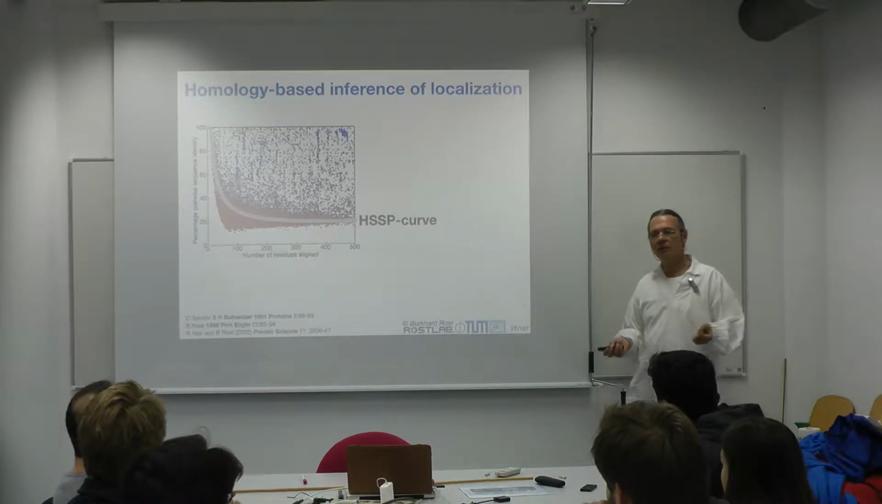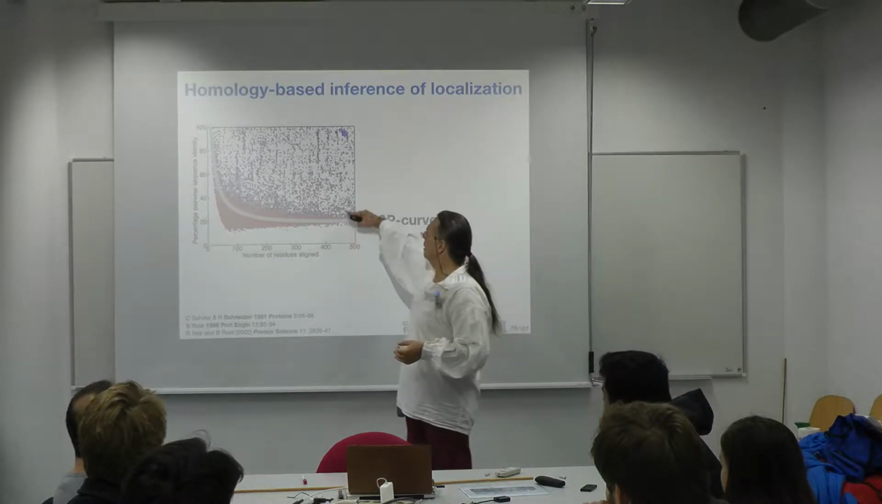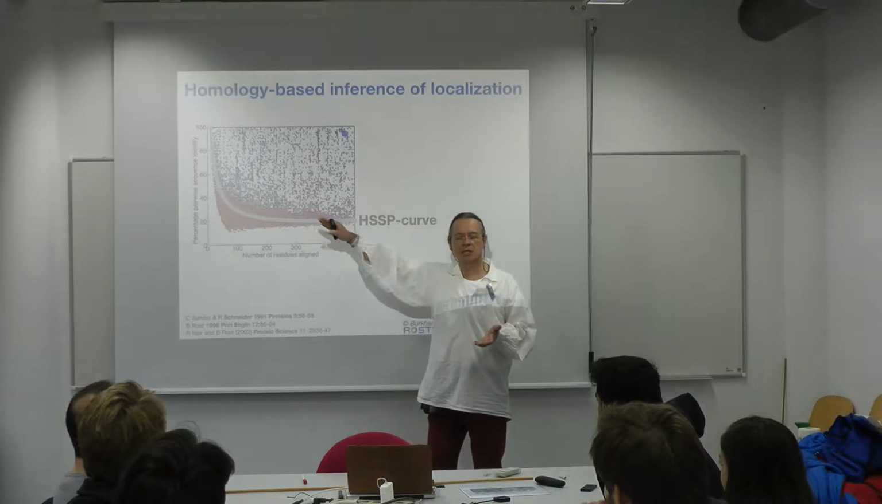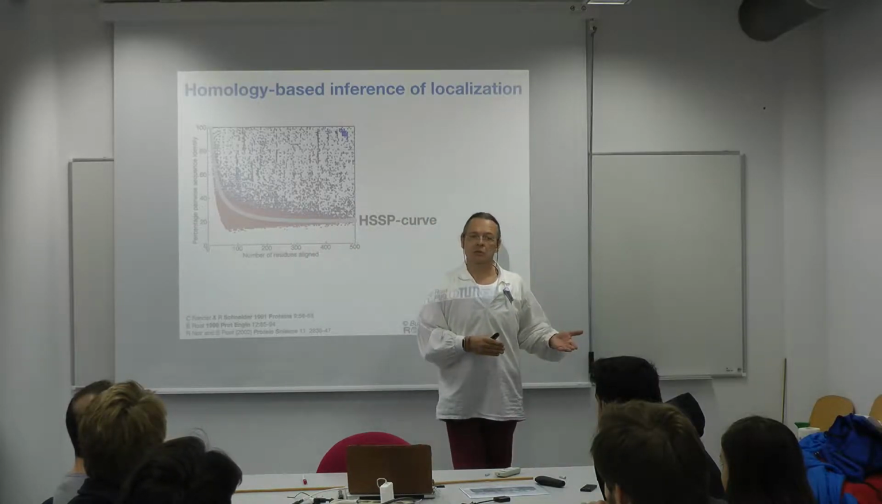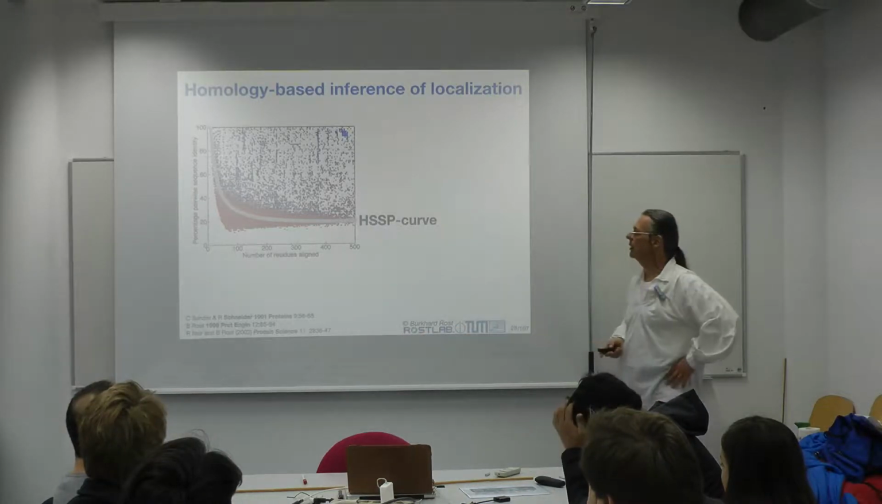So when you see two proteins, for one you know the subcellular localization, for the other you don't, and they are substantially above this curve, then you have a high chance to infer that the other one, for which you do not know the localization, is also the same as the one you know it for, right?